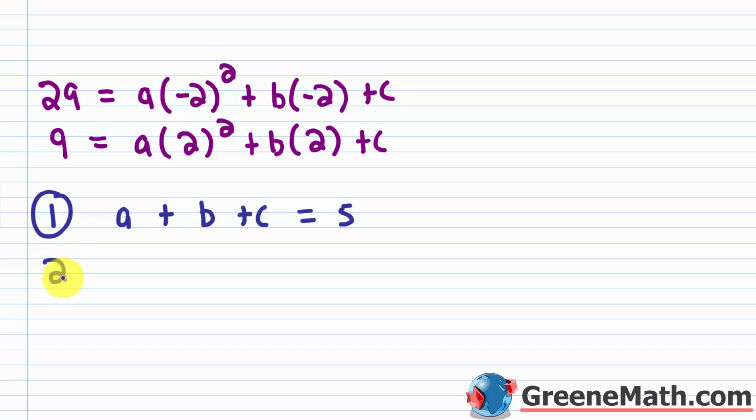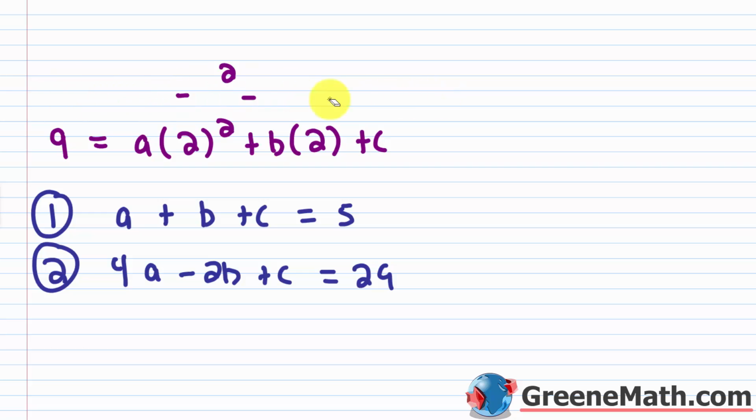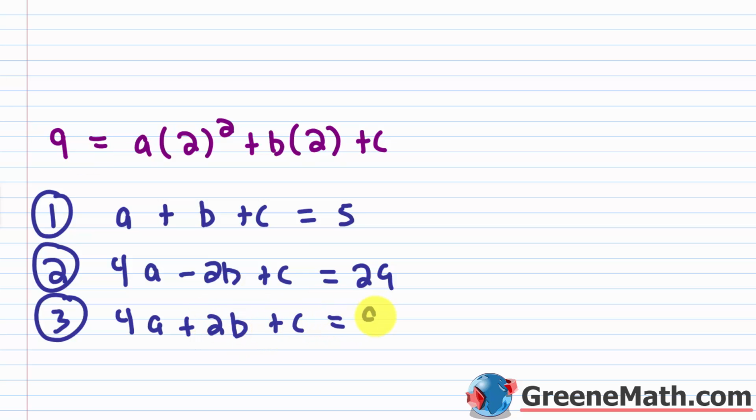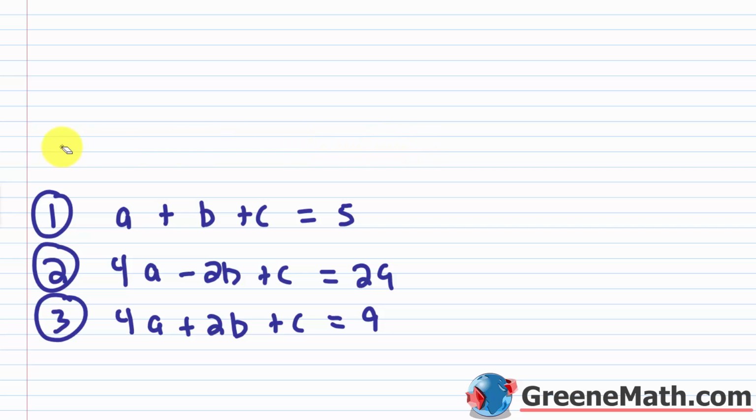For equation 2, I have -2 squared, which is 4, times a, and then plus -2 times b, so I can just put -2b, and then plus c, and of course this equals 29. Let's erase this; we're done with that. Now for equation 3, 2 squared is 4, times a, and then I have 2 times b, which is 2b, so plus 2b, and then plus c, and this equals 9. Okay, so I have my 3 equations, 3 unknowns.